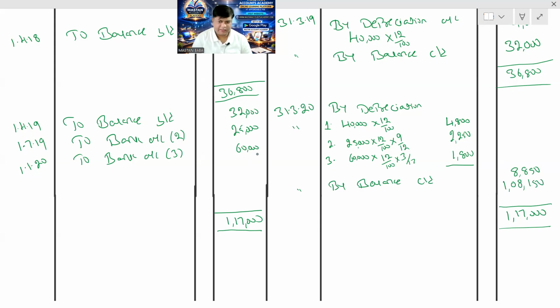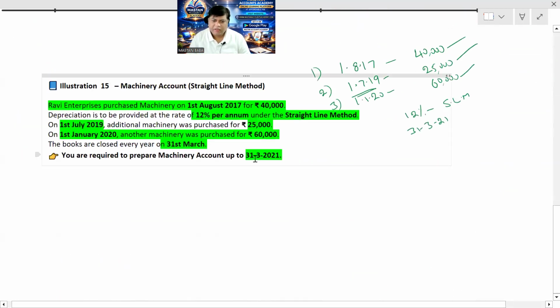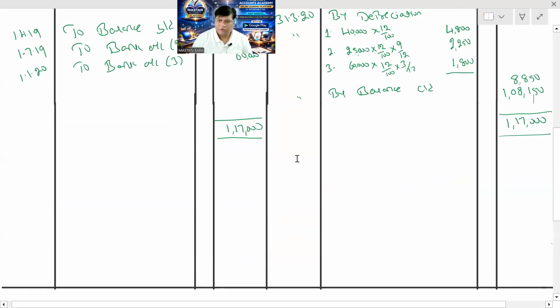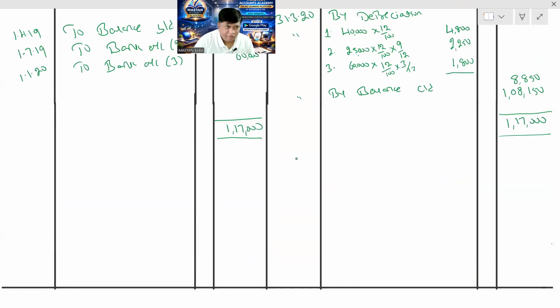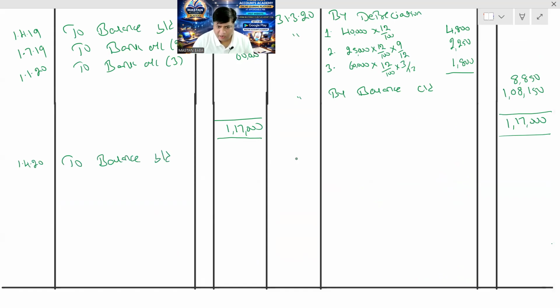That's fine, right? Exactly. And the machinery account asked for up to 31,321. They asked for up to 31,321. So one more here we have to present it. So dear students, now just take the date 1/4/20, because they are following the financial year. To balance brought down 1,08,150. Here 31,321 by depreciation.